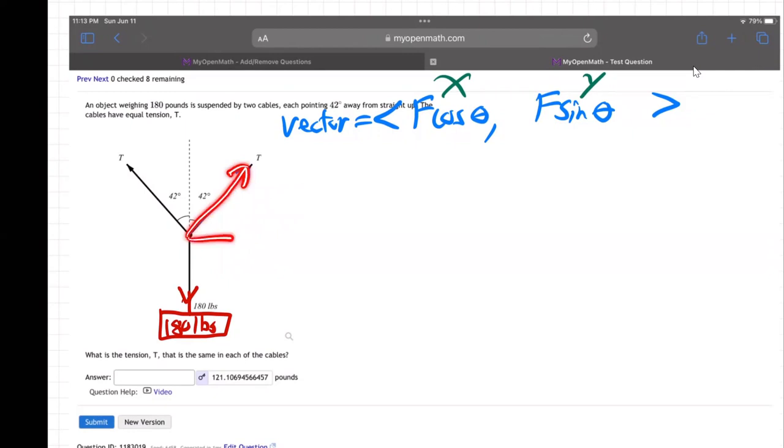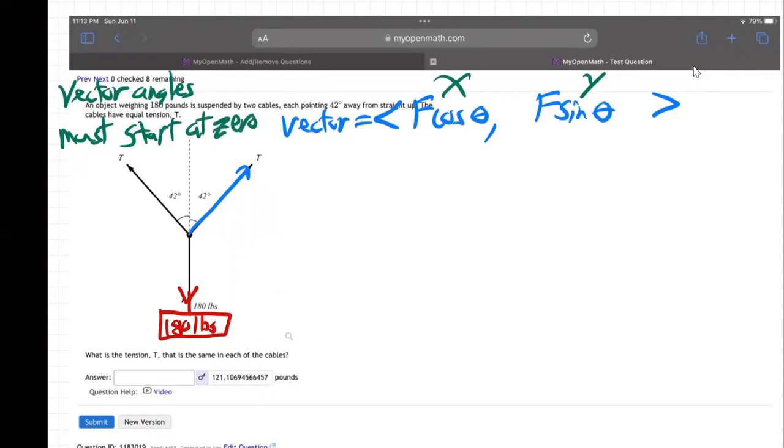So that cable pulling up to the right has an x part and a y part. How do we find those? The x is always the total force times the cosine of the angle, and the y is always the total force times the sine of the angle. Now, what angle? Well, that's what you got to be clear on. Vector angles must start at 0. What do we mean start at 0? Well, let me make a little axis system here. Here's 0 degrees, this is 90 straight up, this is 180, and this is 270, the angles, right? So you have to start from 0.